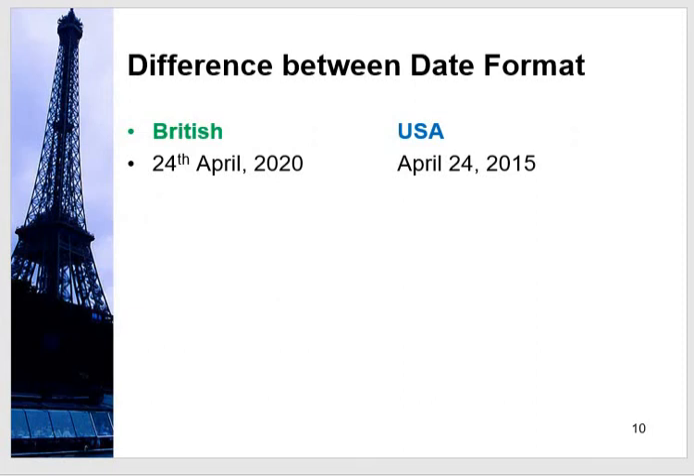There is also a difference between date format, how to write the date. British style is 24th April 2020, and Americans write April 24, 2015. In digital form there are also differences. So American English has become distinct in all categories, in all styles.